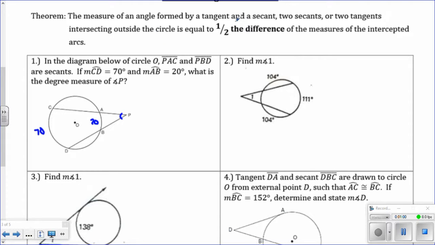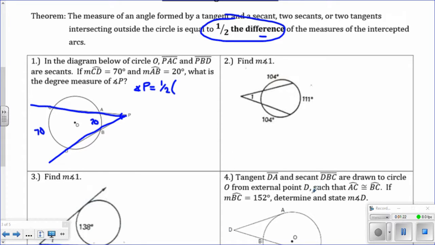Using the theorem up above, you take half the difference of the intercepted arcs. And difference means to subtract. So to get angle P, it is half of the difference of the intercepted arcs. Now, if you extend out, let's see how well I can trace this, the intercepted arcs are the 2 arcs that are inside of those extended secants. So here I've highlighted the 2 intercepted arcs.